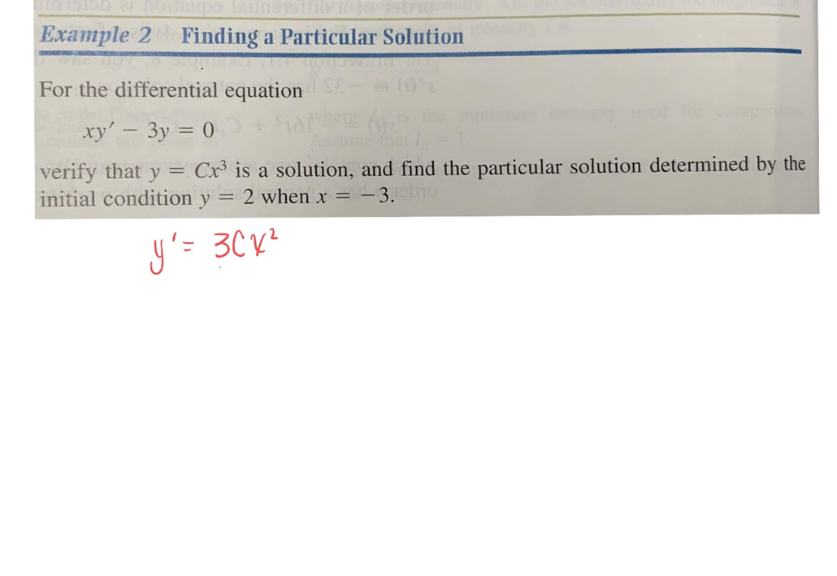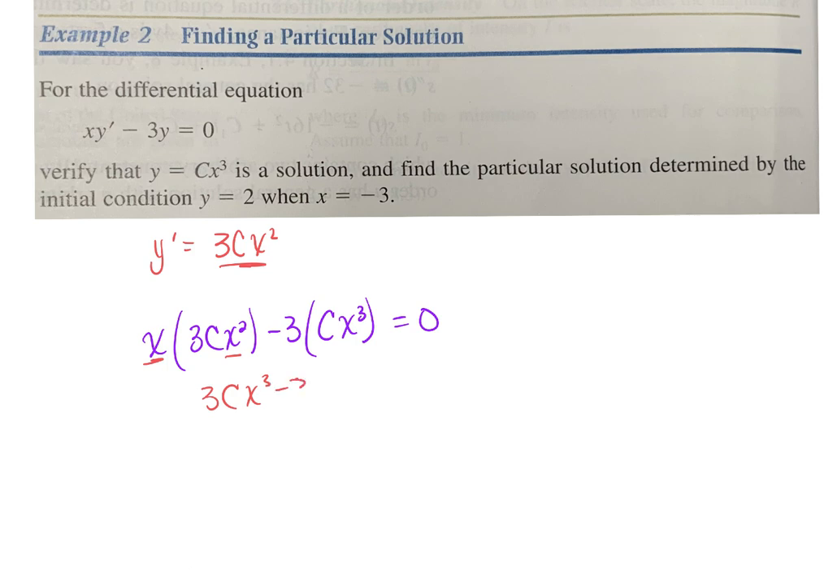So now we're just going to plug this guy into the original. So we have x times my y prime, 3cx squared, minus 3 times my original y, that's cx cubed. And we want to know, does that make that a true statement? Well, yeah, it does. X times x squared is x cubed. So we get 3cx cubed minus 3cx cubed. Of course, that's going to equal 0. So we already know that works.